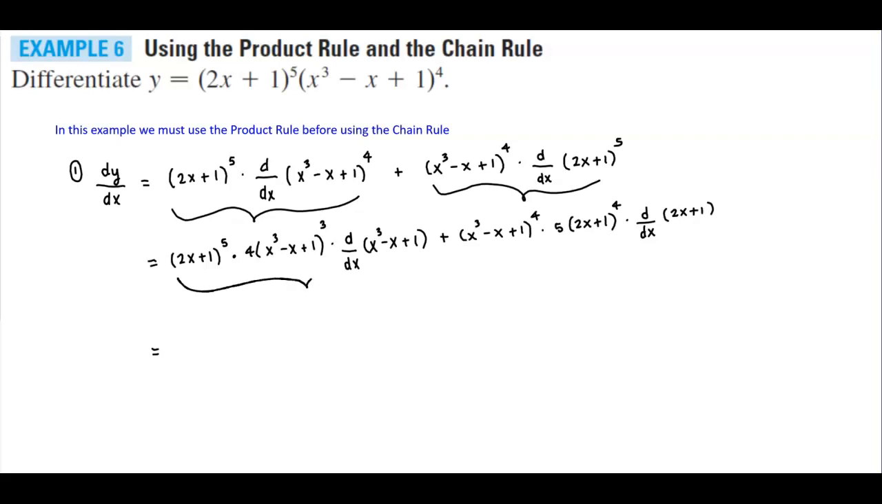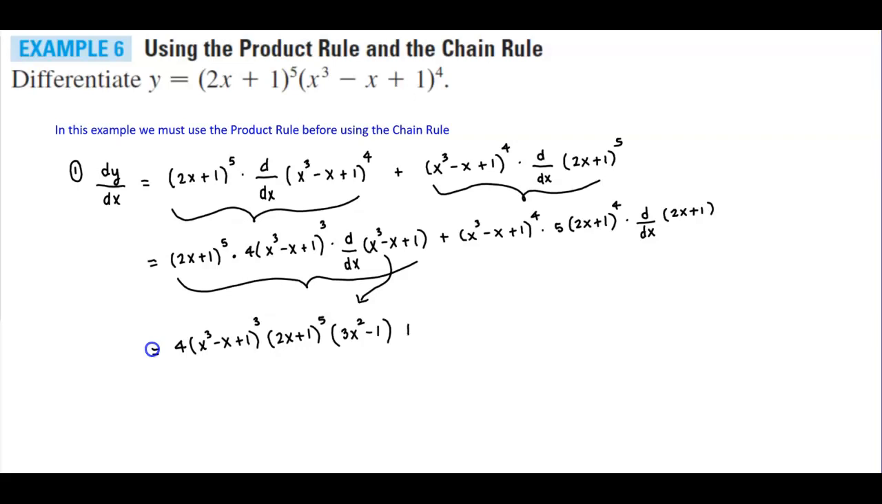So now let's take a look at this first part. Over here, we're going to write 4 times (x cubed - x + 1) cubed, and then times the first function, which is (2x + 1) to the 5th power, and then we've got to find the derivative of this. The derivative of x cubed is 3x squared. The derivative of minus x is minus 1. The derivative of 1 is 0.